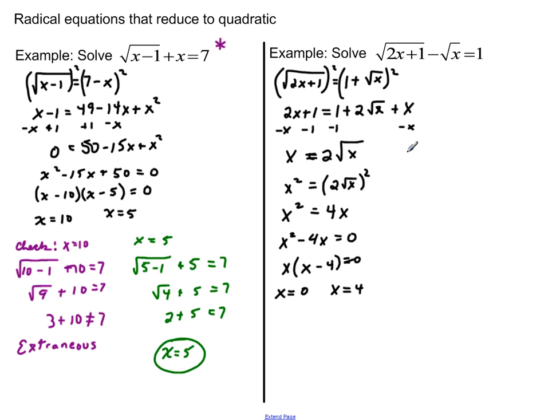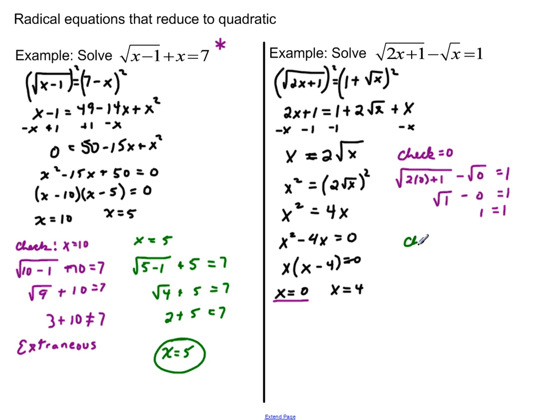So let's go ahead and check x equals 0 and see what happens. Does that work? If we take the square root of 2 times 0 plus 1 and subtract from it the square root of 0, does that work? Well, yeah. Right, we're going to get the square root of 1 minus 0 is equal to 1. And we all know that the square root of 1 is equal to itself. And so, yes, x equals 0 is one of our legitimate solutions. Let's try the other one.